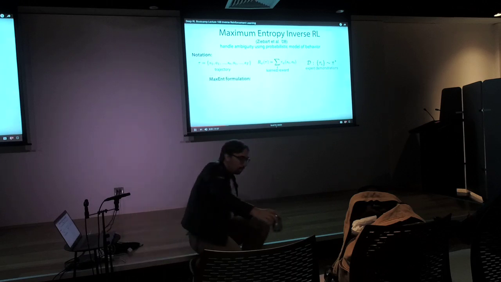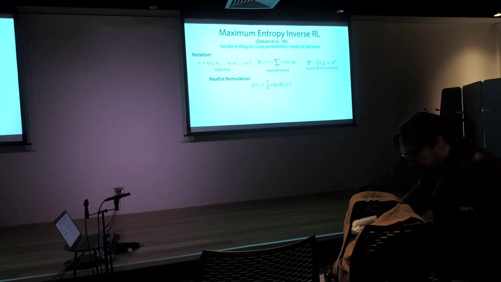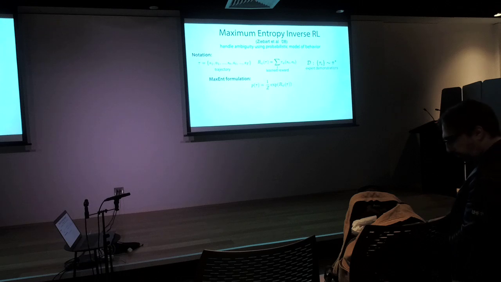Okay, so what the MaxEnt formulation says is that we're going to assume that the probability of a trajectory under the expert is going to be exponential in the reward. So what this says is that the trajectories with maximal reward are going to be the most likely to be sampled from our expert, and trajectories that have lower reward are going to be exponentially less likely under our reward function.